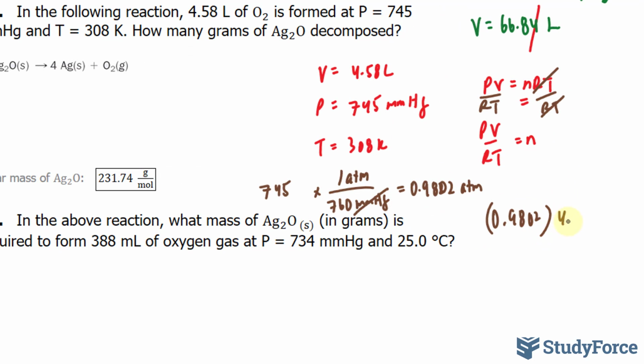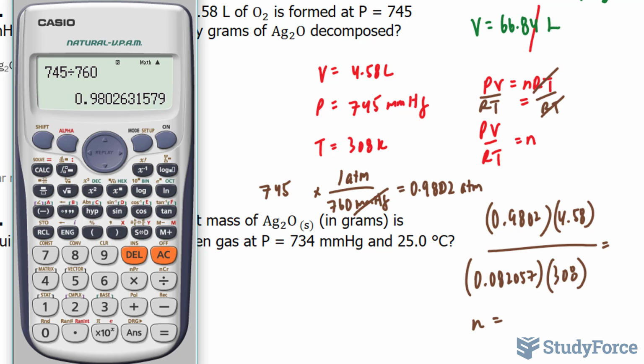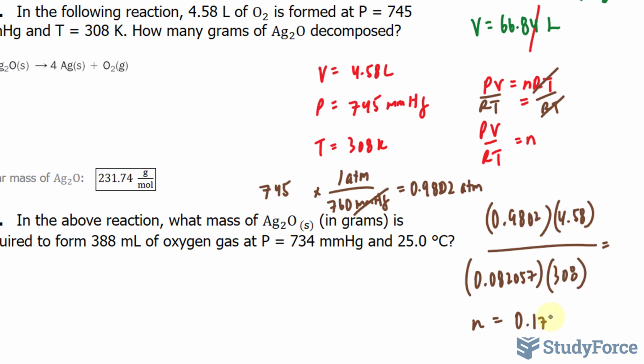I'll substitute that into P, multiplied by the volume of 4.58, divided by the constant R, which is 0.082057, multiplied by the temperature of 308. Multiplying and dividing all of these will give us the number of moles. Let's use our calculator. The number on our screen times 4.58 divided by 0.082057 times 308 gives us 0.1776. And remember, we should have 3 significant figures here.